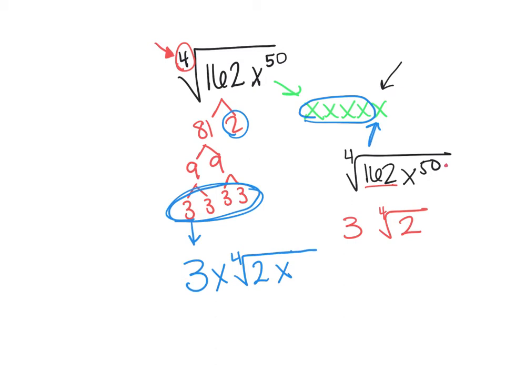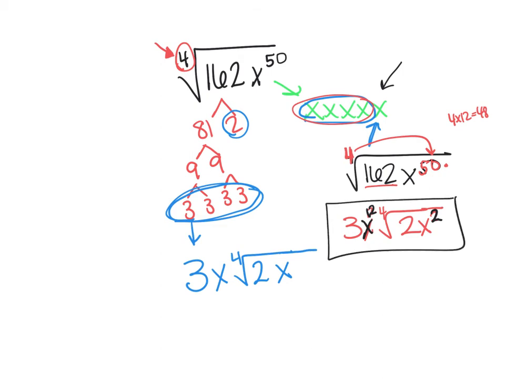So really what's happening is we're looking for groups of 4. You're asking yourself, how many times does 4 go into 50? And 4 goes into 50 12 times. Think about it: 4 times 12 is 48. So 4 goes into 50 12 times with 2 left over. Notice the 12 is the exponent on the x that I brought outside the radical. The remainder 2 is the exponent on the x that's underneath.